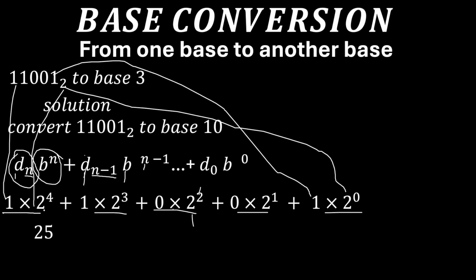So what do we do? This one is 16, right? This one is 8. This one is 0. This one is 0. 16 plus 8, that is 24. Then this one is 1. Anything plus 0 is equal to itself, so that is 25. So automatically we have converted this particular number from base 2 to base 10. This is the equivalent value of 11001 base 2. It is 25 in base 10.